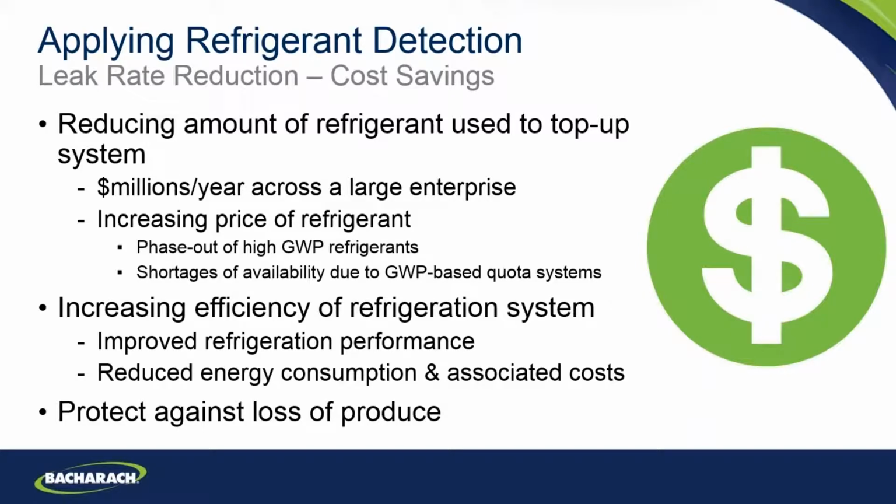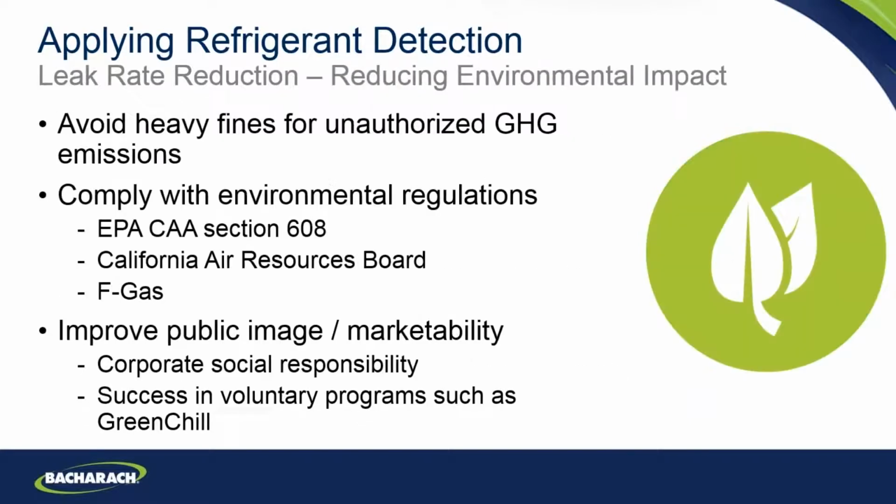Cost savings also come from increasing the efficiency of a refrigeration system, improving both the refrigeration performance and reducing energy consumption and the associated costs. And of course, there's a key goal of protecting against the loss of produce. If the cooling system stops operating properly, there can be significant costs in shrinkage of spoiled produce. Ensuring that doesn't happen, again, delivers a significant cost saving.